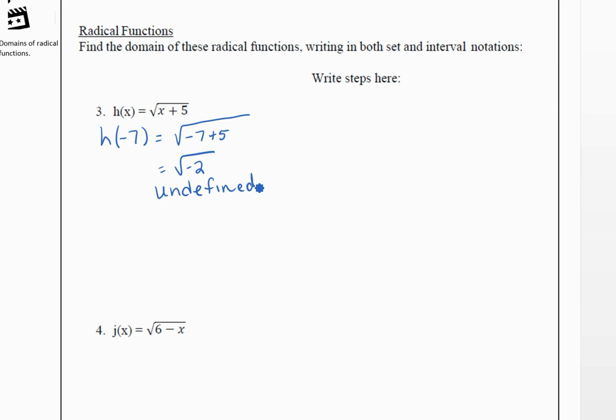The thing is, nothing that makes the radicand, makes the thing under the square root negative, can be in the domain. So to write that out, we want to say the radicand, and that's the thing under the square root, must be greater than or equal to 0.